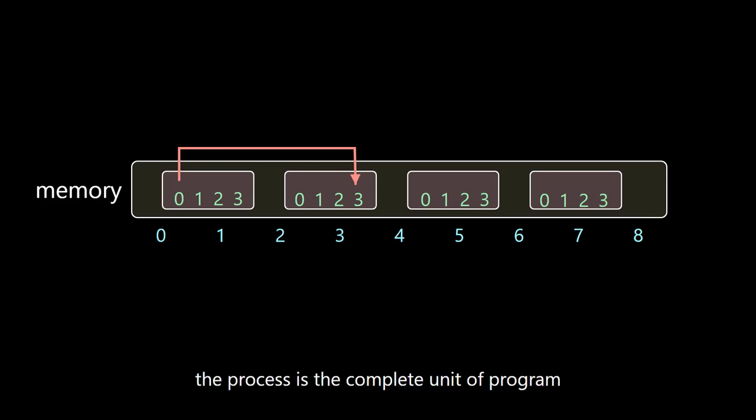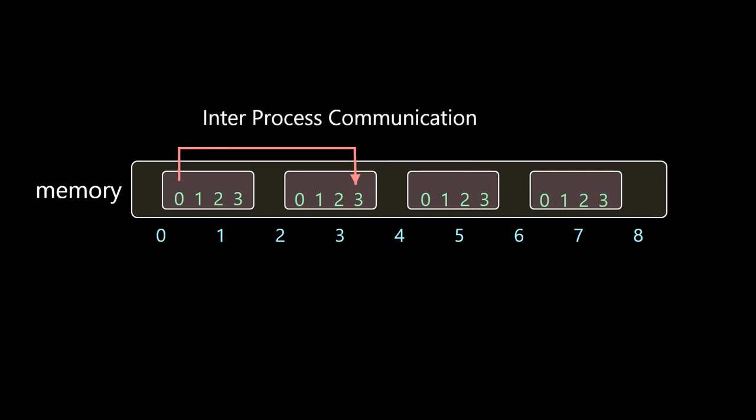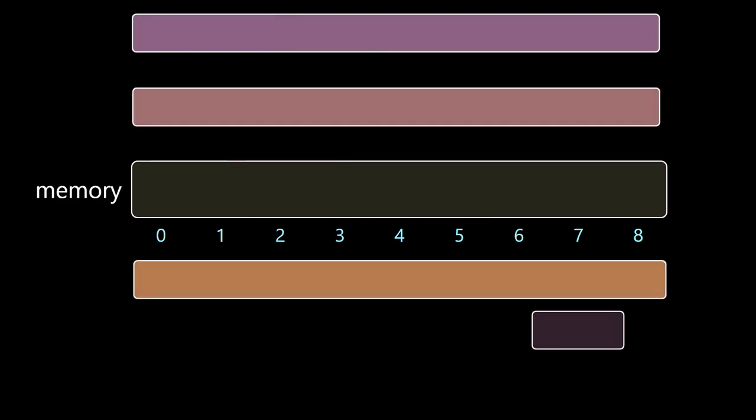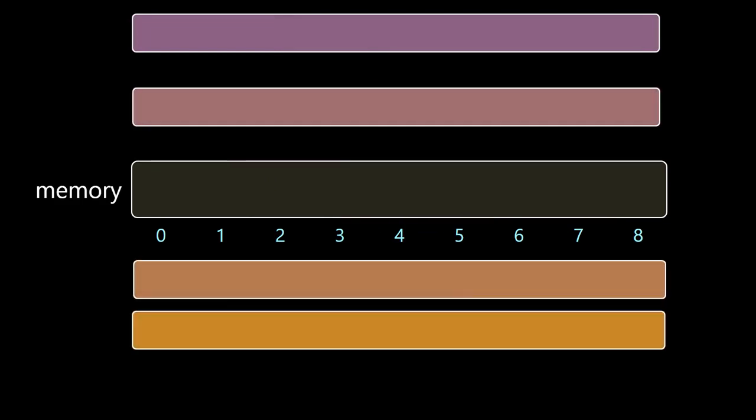First of all, the process is the complete unit of program execution, so most of the time access is within the process. Inter-process communication (IPC) is needed among processes. This may require a system call. The access will be slower. We will not explain it today. Each process thinks that it owns the entire memory and does not need to care about the actual location of other processes. This separates the processes very well.